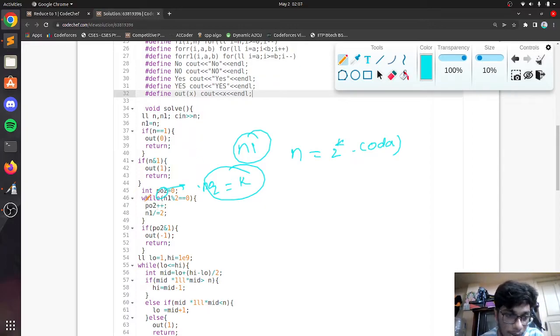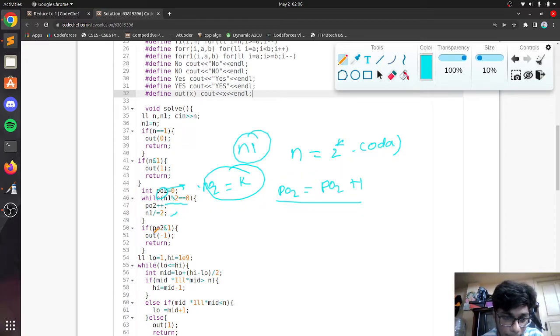So we have taken a while loop, and if this condition is satisfied, only then will the loop run. Every time that loop runs, the number of 2's will be counted. So PO2 plus plus means PO2 equals PO2 plus 1, and the number is divided by 2. That's why the loop will run. If it doesn't have any multiples of 2, then it will break.